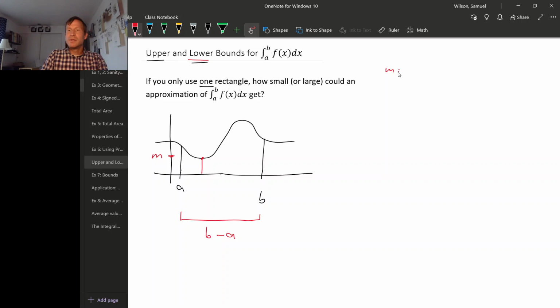So little m is the minimum value of f of x on the interval from a to b. And if f of x is a continuous function, then the extreme value theorem guarantees that there is a minimum value. So if we choose this for the height of our rectangle, then our rectangle looks like this.